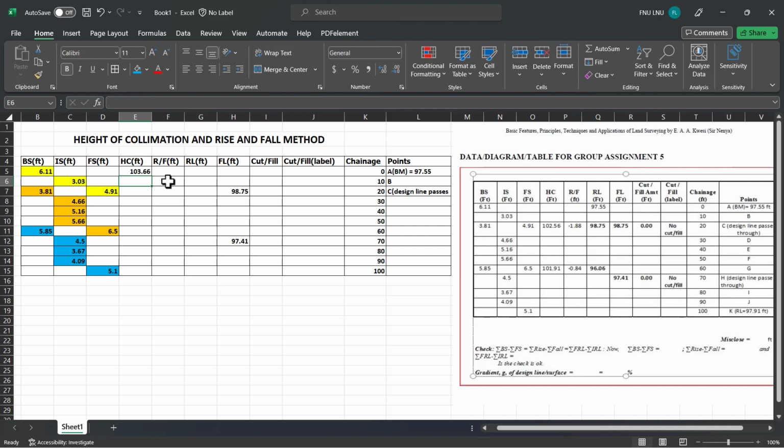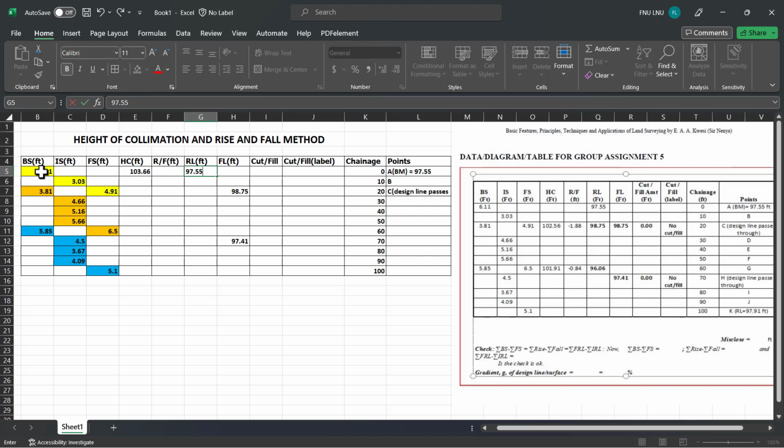How to find the rise and fall at this section? Our initial reduced level here is 97.55, so I just have to write 97.55. That is our initial reduced level at point 0. Now I have to compute the rise and fall at this place.